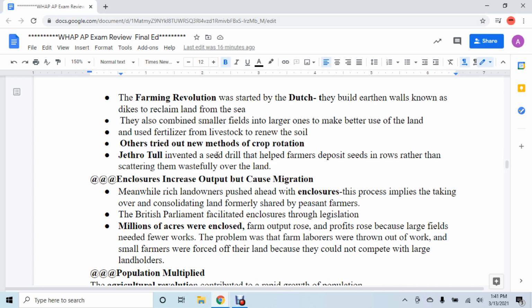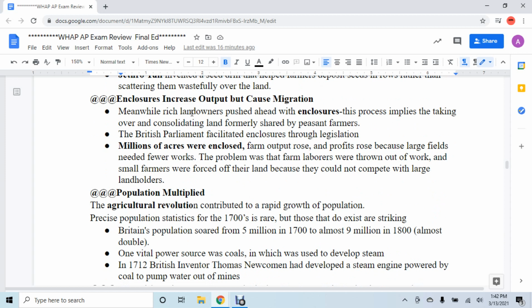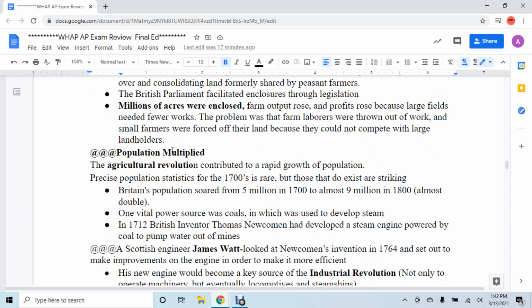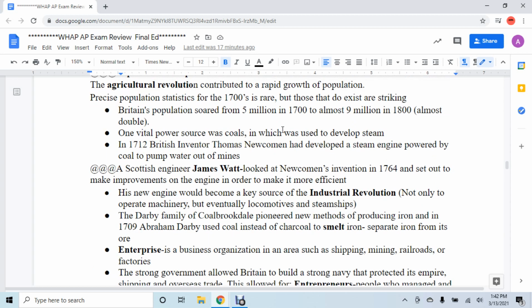Jethro Tull invents a new seed drill, which helps the farming techniques to make more agricultural production, which makes more food for people. The enclosure method is an important one for you. This is basically the idea of enclosing plots of land to create more product from that land. Millions of acres were enclosed. This is through the governmental process that England had and other countries did not have. The population multiplied through the agricultural revolution. Sustainable food means more people.